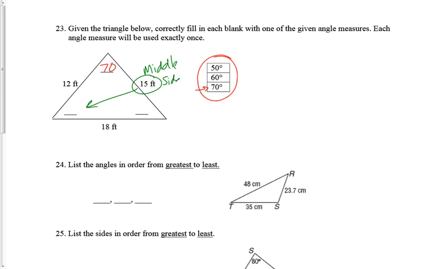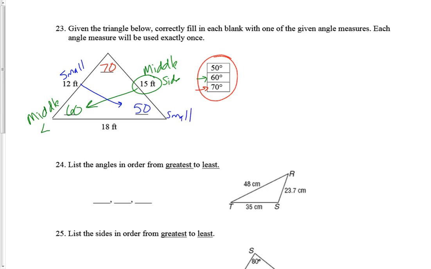Across from that will be the middle angle. The middle angle is 60 degrees, so I place my 60 here. At this point, I can be finished, and I know 50 is the only one left, but that's the smallest side, and it's got to be across from the smallest angle.